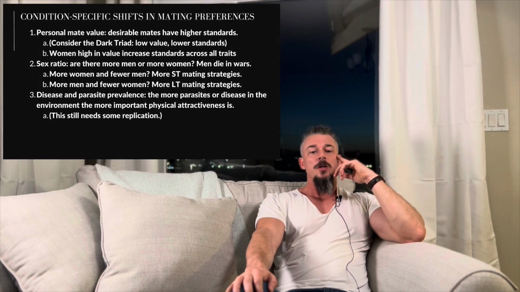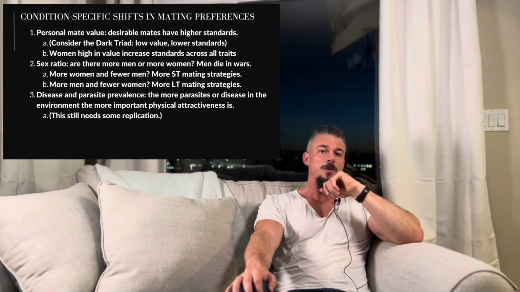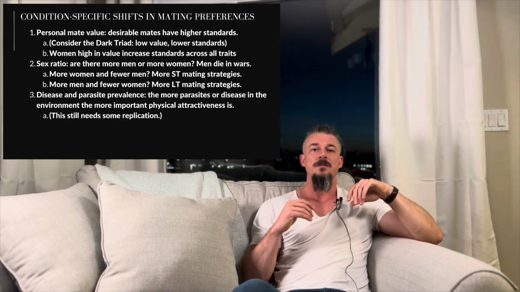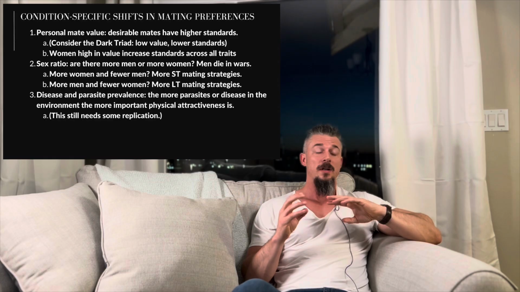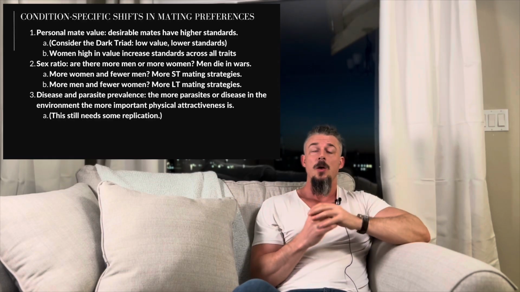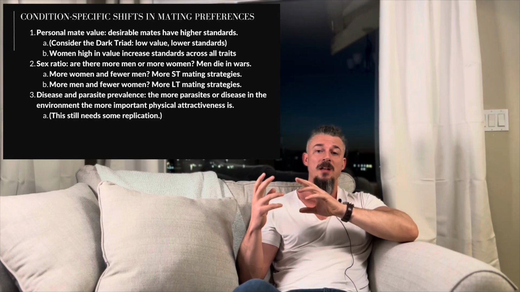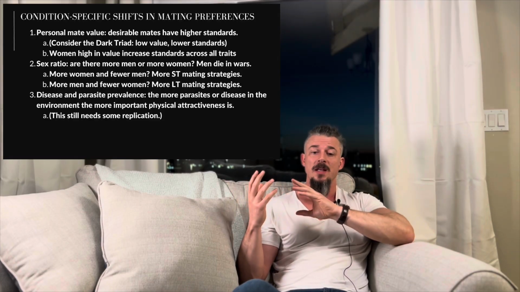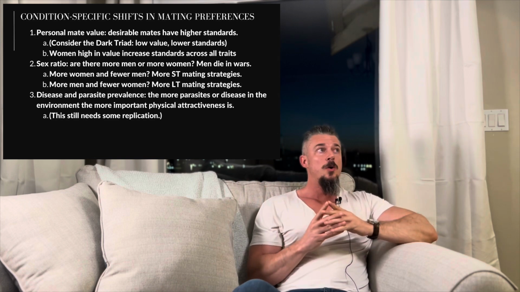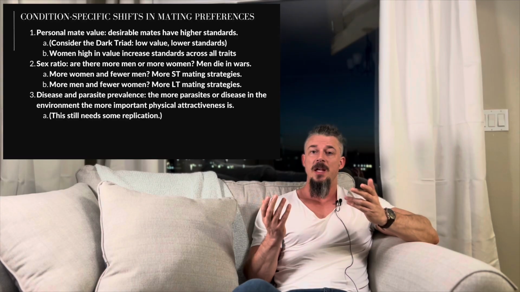We can look here at some condition-specific shifts in mating preferences also. So, personal mate value, all right? How high is your own mate value? How many desirable traits do you have relative to other people, or even in absolute standards, right? What do we know from this? People who are more desirable, who have higher mate value, also have higher standards. This is even more the case for women, but it's also the case for men. So, pickier people tend to be higher in mate value.